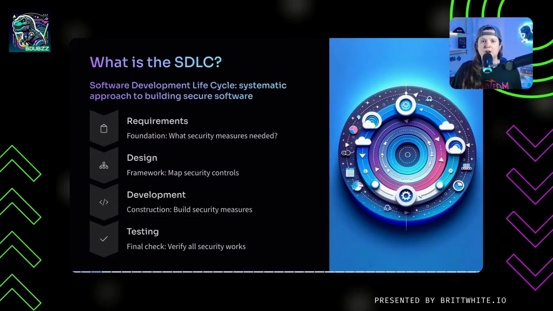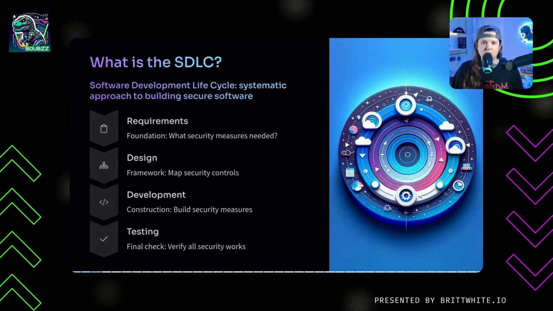Let me paint you a picture of how the SDLC works. It's just like building a secure house. First, we've got our foundation. This is the requirements phase. This is where we ask ourselves, what security measures do we need? What are we protecting? And who are we protecting it from? Next comes the framework, which is our design phase. Just as you'd plan where to place security cameras and alarms in a house, we're mapping out how our security controls will all work together.